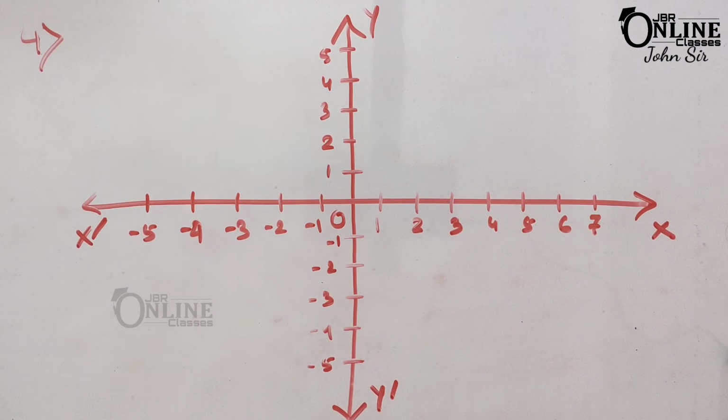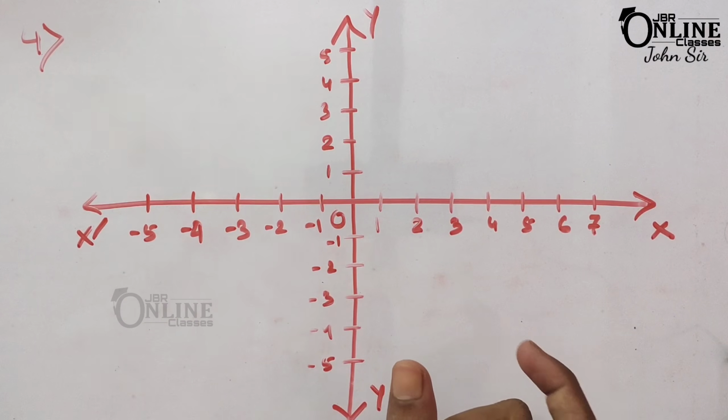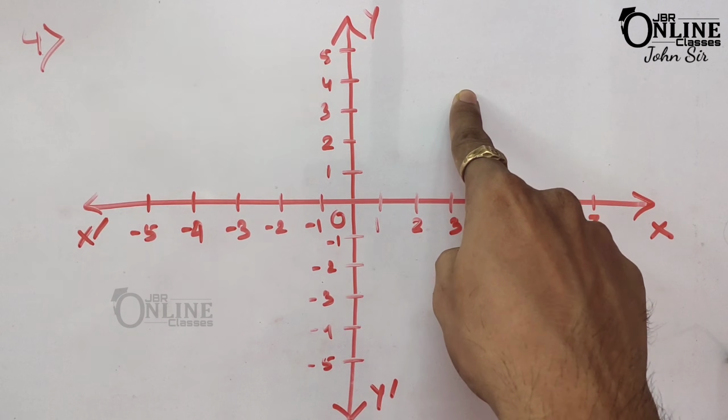That means here the positive x, here negative x, this one positive y, and this one negative y. Okay. So now the first point, that is 3, 4. That means both are positive, so it lies on the first quadrant.